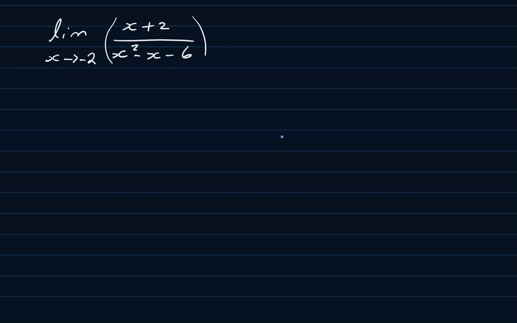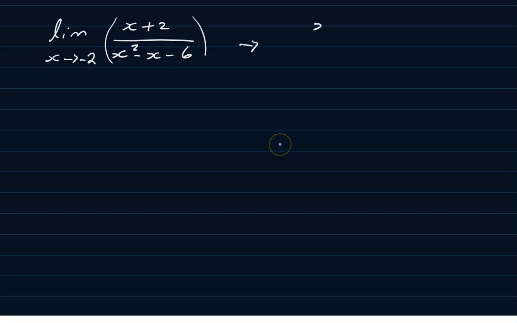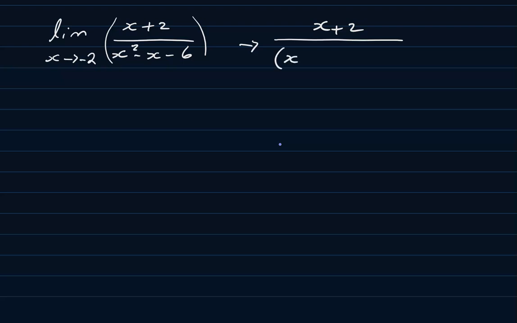The numerator stays the same, and the denominator you can factor and it becomes x plus 2 and x minus 3. Now we can look at it and say, okay, x plus 2 top and bottom, there are common factors, we can divide.